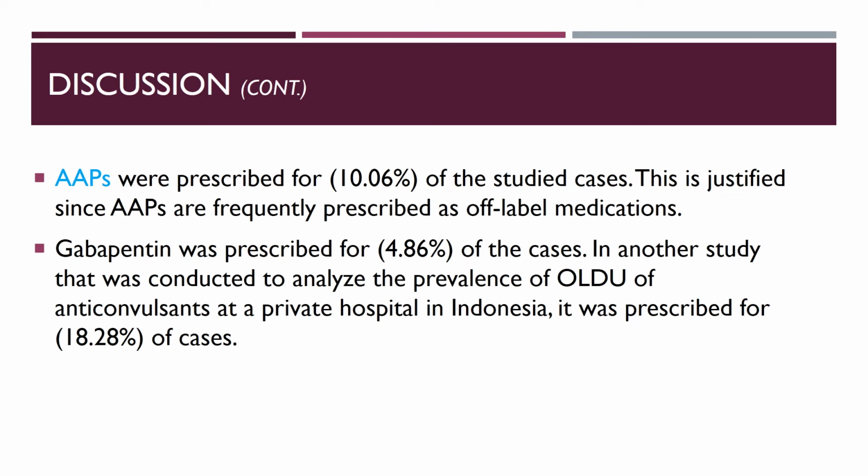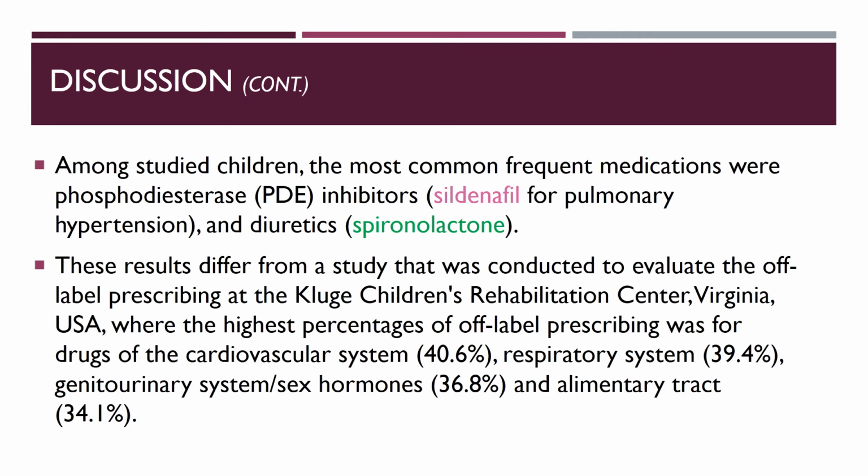Gabapentin was prescribed for 44%, while another study, conducted to analyze the prevalence of off-label anticonvulsants at a private hospital in Indonesia, found it was prescribed in 18% of cases. So there is a different percentage from other studies, even from other countries.